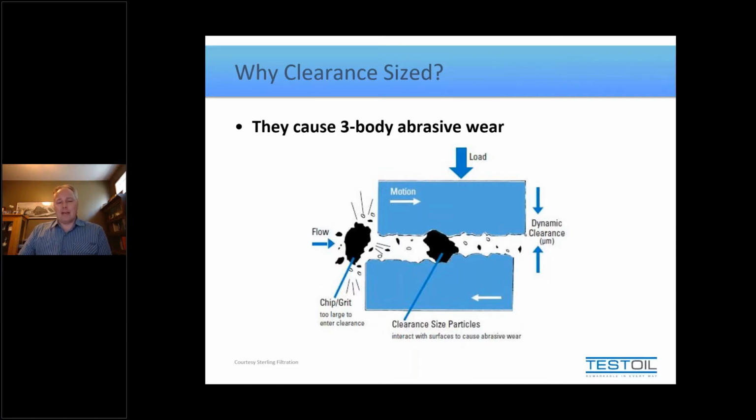But particles that are at or near a clearance size will cause damage, and therefore those are the ones we most need to concentrate on. And so that 1 to 5 comment is a bit better than the 2 to 22.